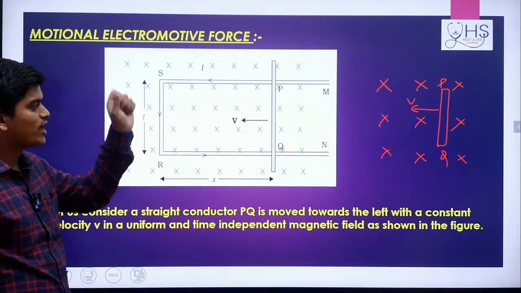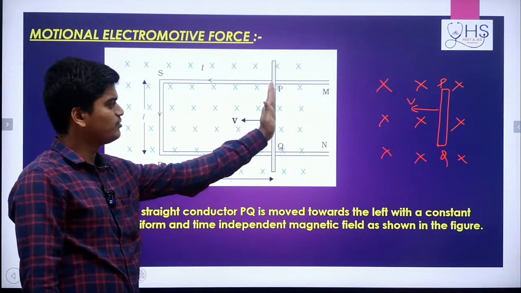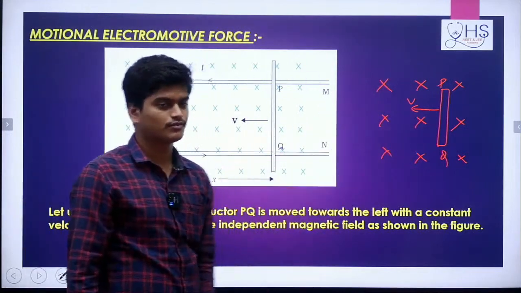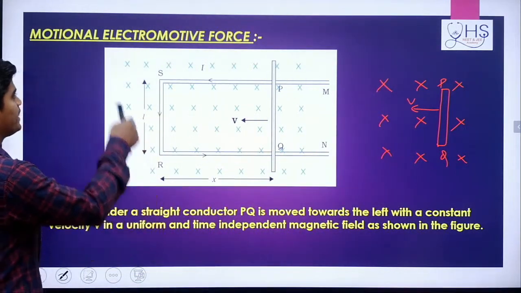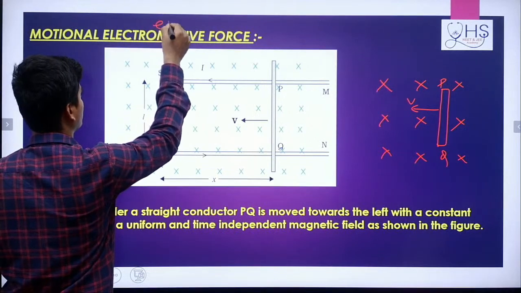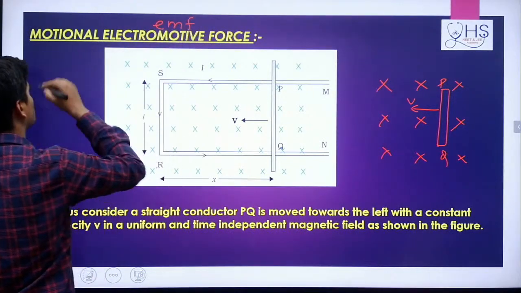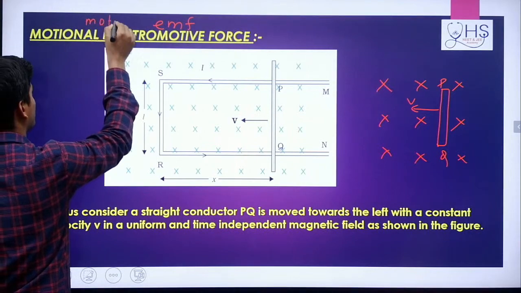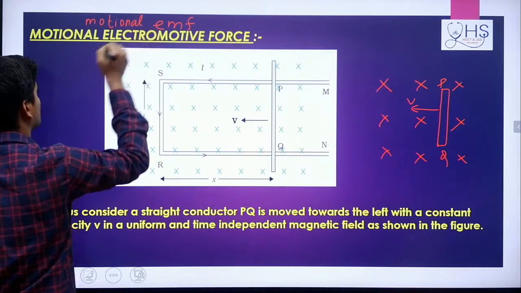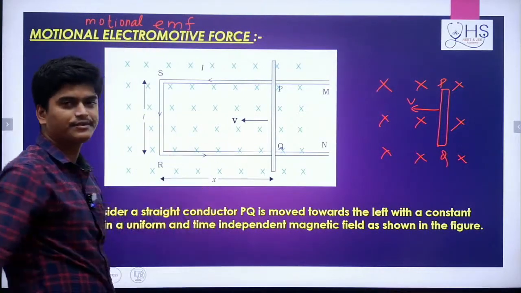In this we are moving a conductor. Either you can move it this way, or you can move it that way. You are moving a conductor and you are getting EMF. Electromotive force means EMF, right? So basically you are getting a motional EMF. Due to motion of the conductor you are getting EMF.